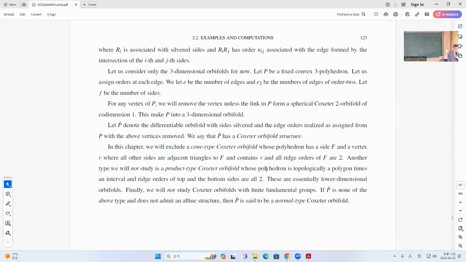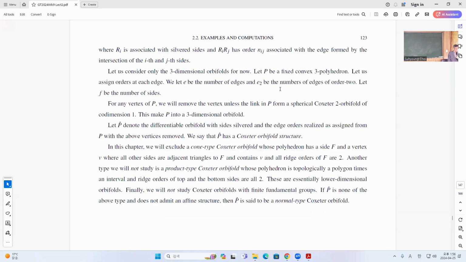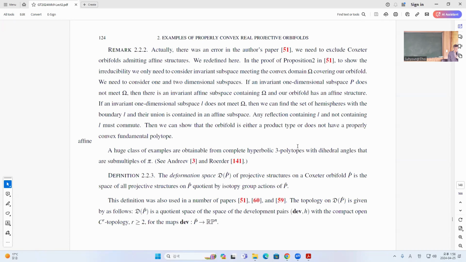So if you could give that, then we will not study some product type ones, which are just a polygon product with an interval and so on. And if it doesn't admit affine or cone type, which is just the polytope with a vertex where all the edges adjacent have a triangle of order 2, then it's called P hat is normal type. Okay, so there was some previous mistake in my paper; I should have removed this affine type, but I didn't. But then everything is okay.